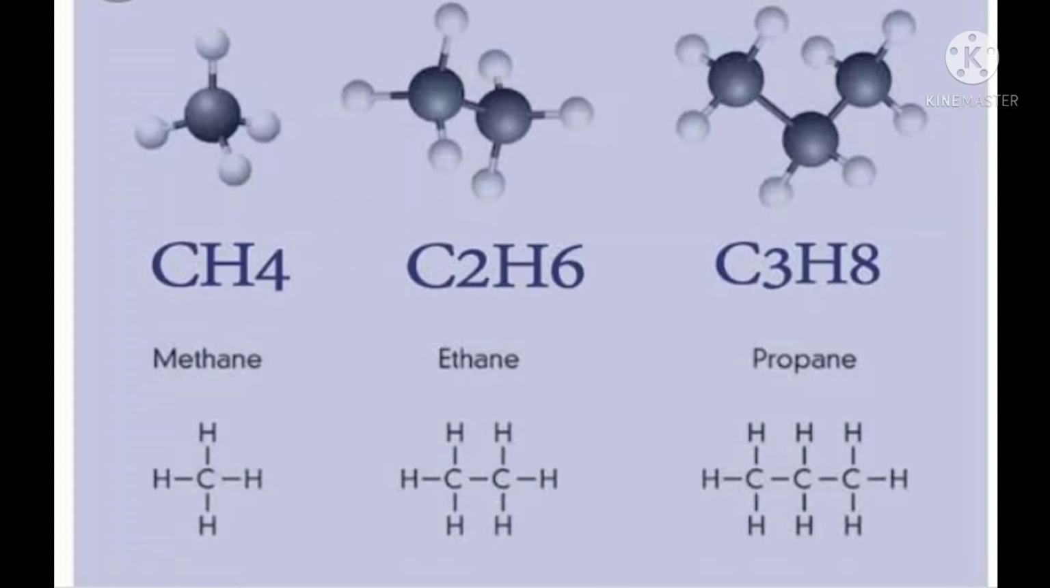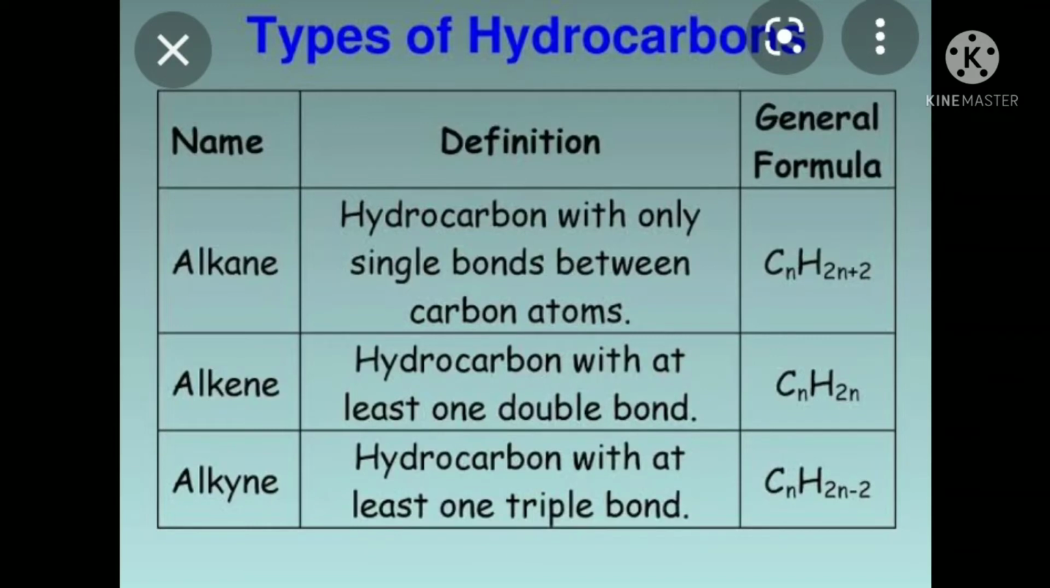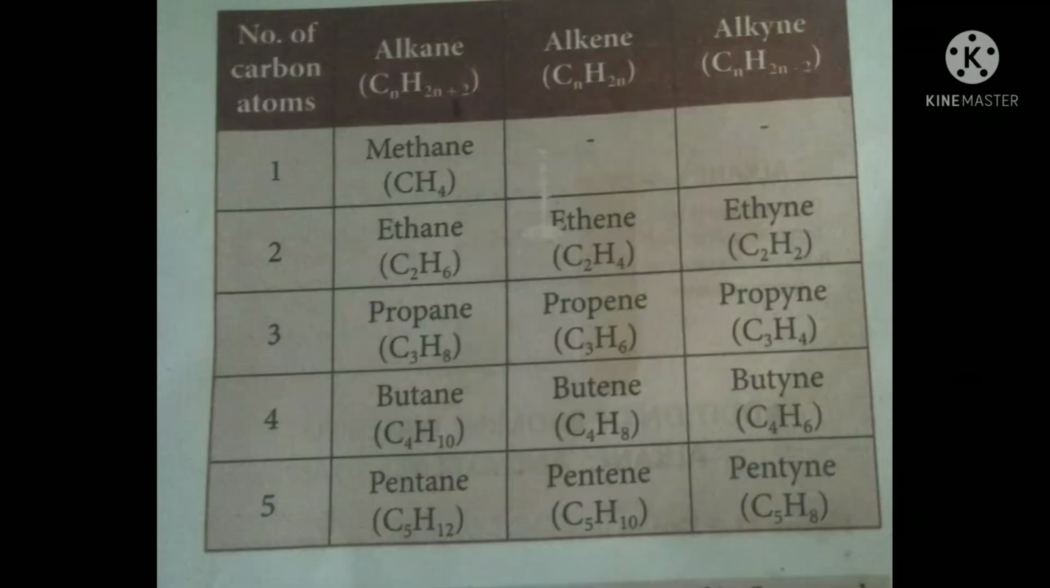We have three types of hydrocarbon, isn't it? What are they? Alkane, alkene, alkyne. Alkane means carbon to carbon single bond. Alkene means carbon to carbon double bond. And alkyne has a carbon to carbon triple bond. And here is the tabulation. See the different members of the families: methane, ethane, propane, butane, pentane and so on. All contain carbon and hydrogen in their structure, and all are regarded as parent hydrocarbons.